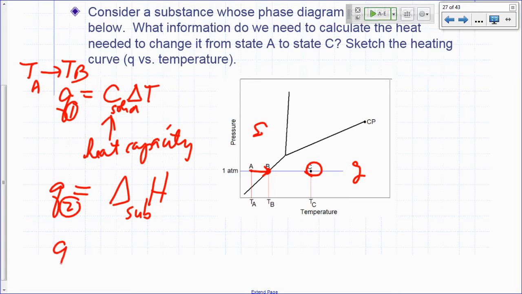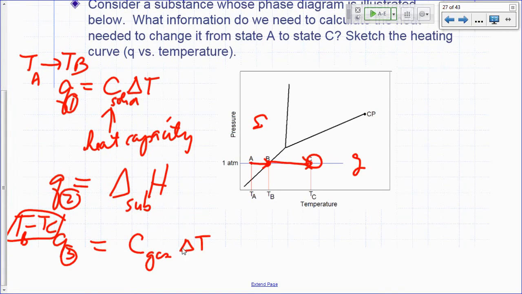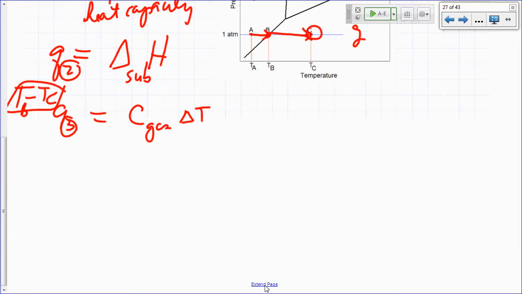What's the third step here? In the third step, you're going to raise the temperature from TB to TC. Once you go from TB to TC, what's the form of your substance now? It's now a gas, right? So you need the heat capacity of the gas times delta T. And again, heat capacity might be given per mole or per gram, so you multiply it by the actual moles or grams. All right?